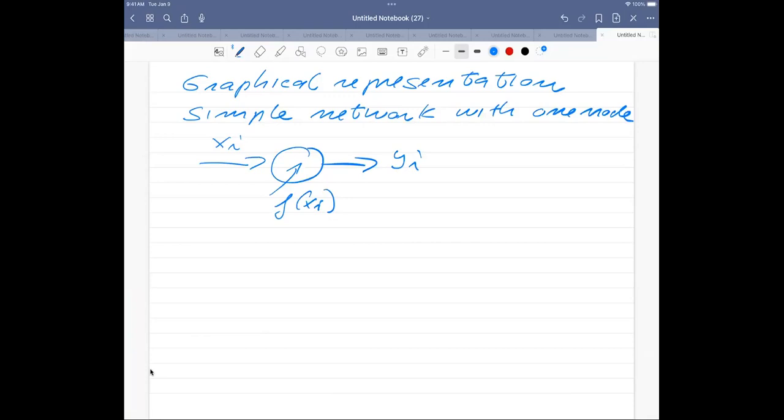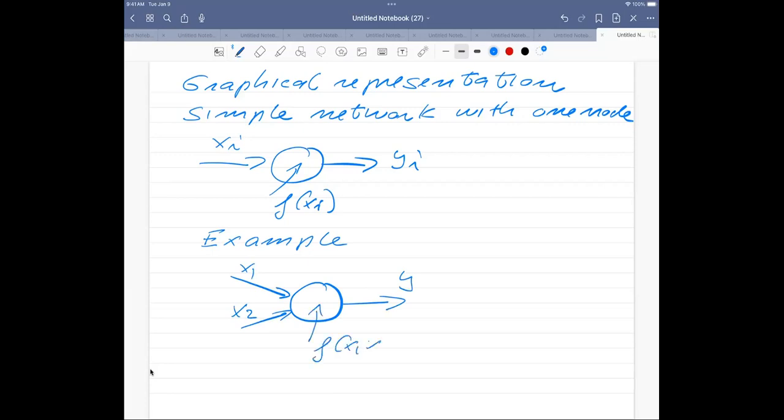So as an example, let's now look at a simple case here. So this is the simple perceptron model. So we could still have two inputs here. We have an x1 and we have an x2 here. We get an output, which we simply call y. And then we have a function here, f of x1, x2. So this is a function of the two variables.